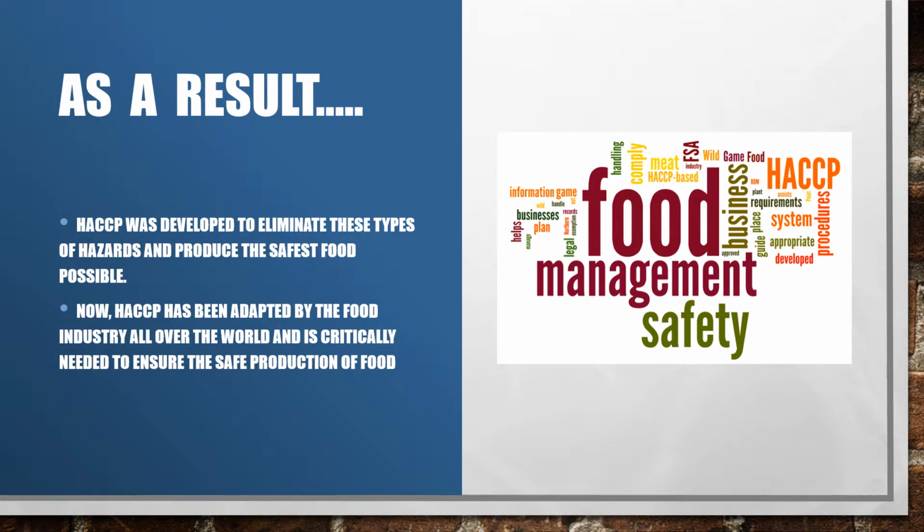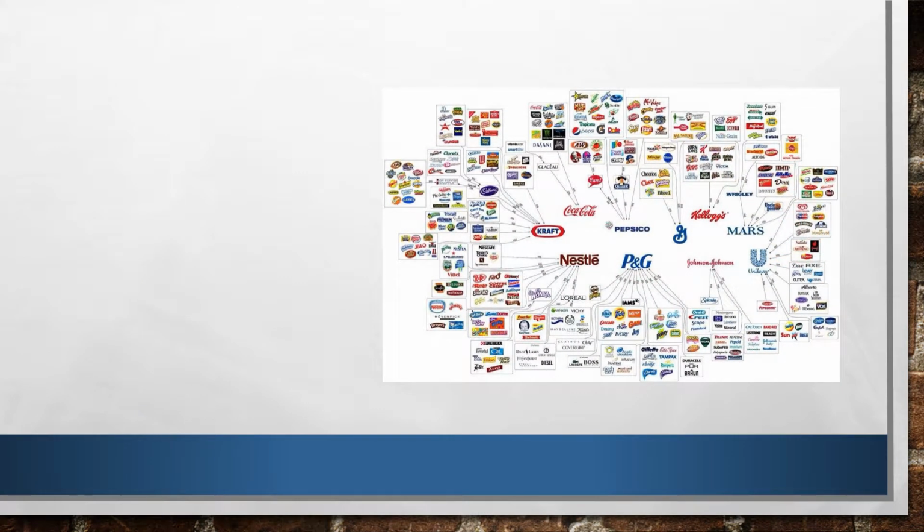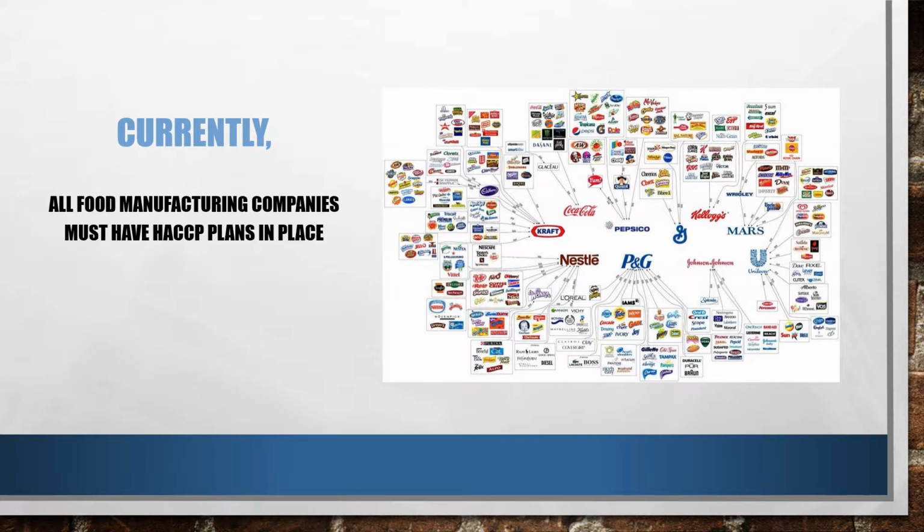Now, HACCP has been adapted by the food industry all over the world and is critically needed to ensure the safe production of food. Currently, all food manufacturing companies must have HACCP plans in place. This is required by the FDA and USDA, which is also known as the Department of Agriculture.